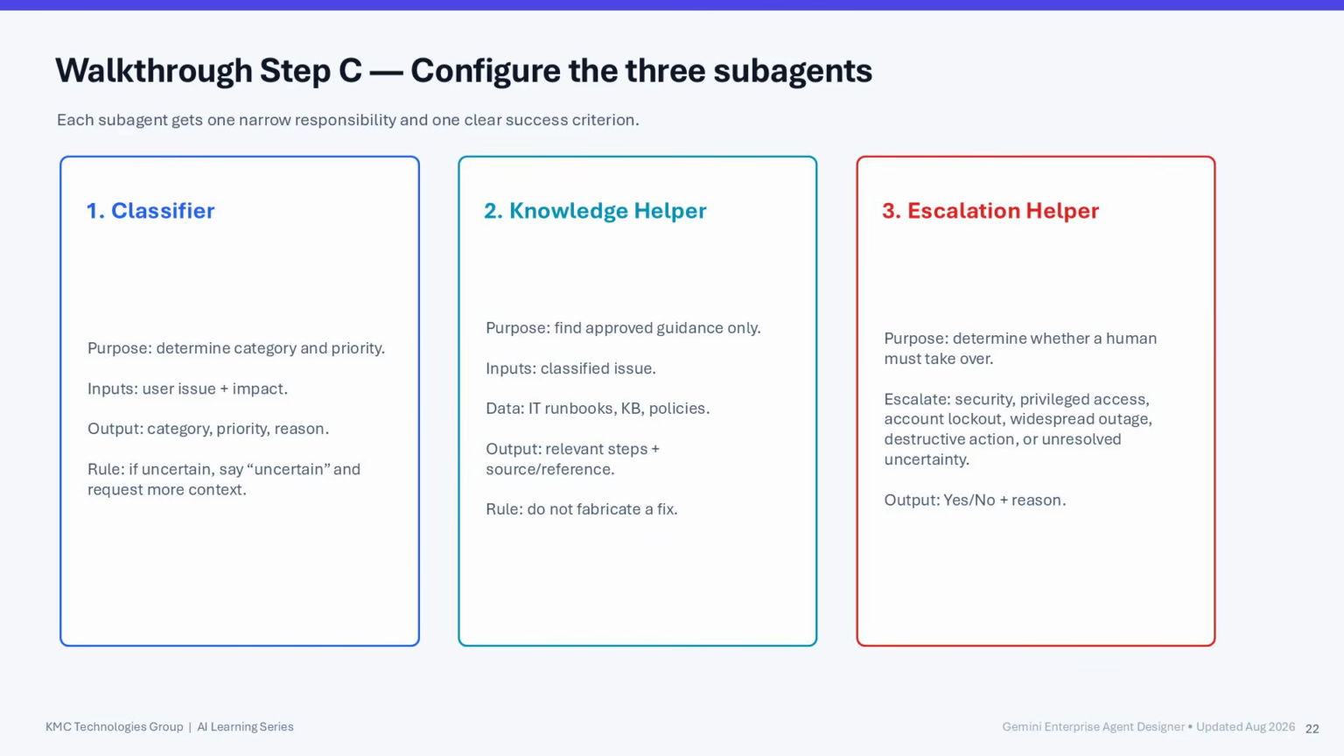Now create the 3 subagents. The classifier only determines category and priority and must be allowed to say uncertain. The knowledge helper only searches approved IT guidance and returns relevant steps with a source or reference. It must never make up a fix. The escalation helper evaluates risk and handoff criteria. It should escalate security events, privileged access requests, account lockouts, widespread outages, destructive actions, and unresolved uncertainty. Keeping these roles narrow creates clear success criteria and makes troubleshooting much easier.